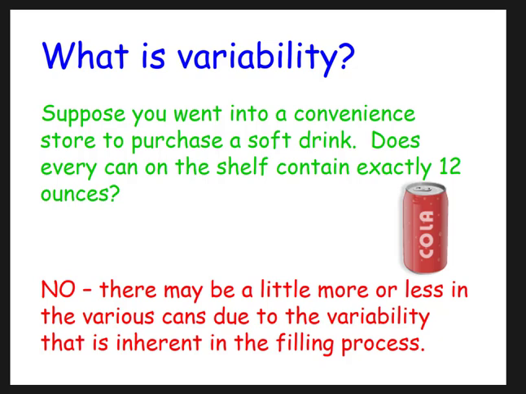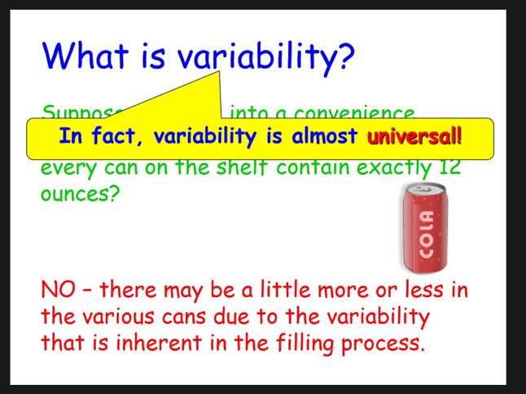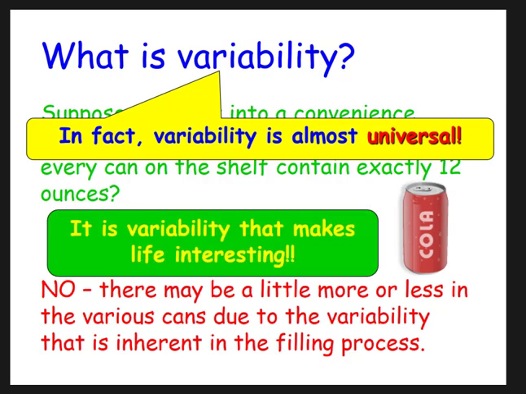Now, variability is inherent in any process, and it's actually universal. What we're looking for is processes where we can predict the variability, have a control on the variability. When the variability is by means that we cannot predict, that's when we have worries. Variability is what makes life interesting.